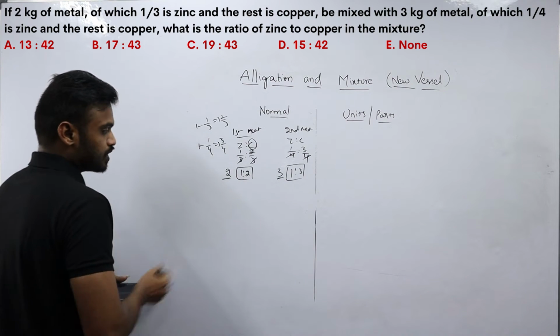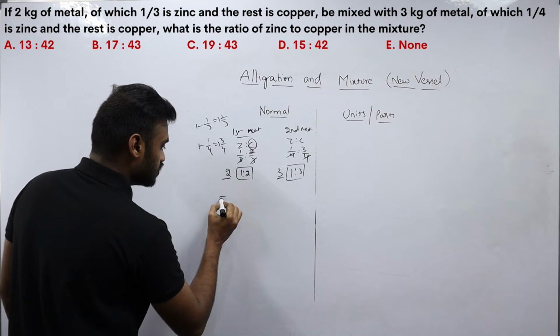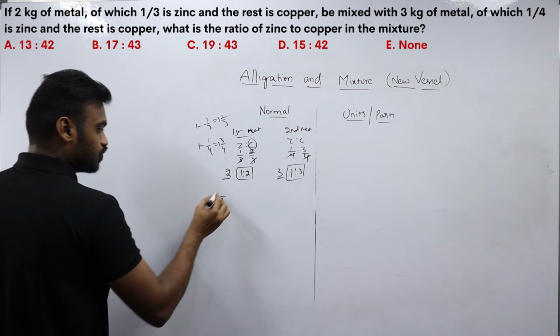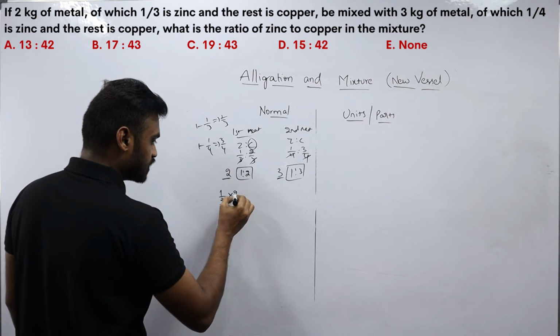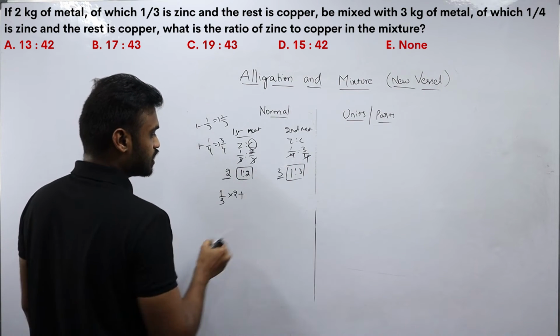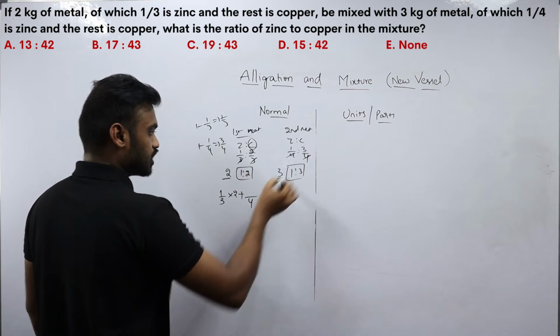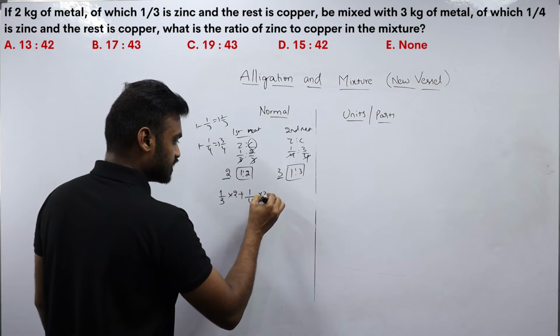Okay, see here, for all the first metal quantities, out of 3 parts the zinc quantity is only 1 part. Since it belongs to the first metal, I am multiplying it with 2. In the same way, what is the quantity of zinc in the second metal? Out of 4 parts the quantity of zinc is only 1 part. Since it belongs to the second metal, I am multiplying it by 3.